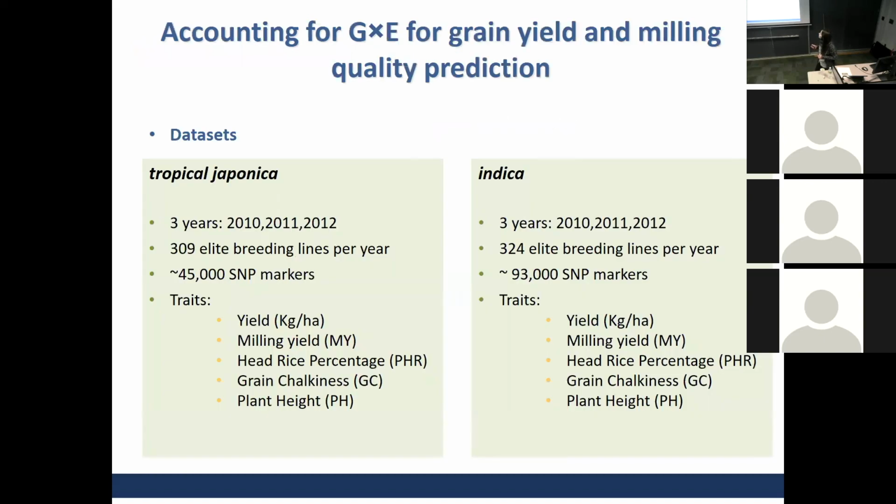The data sets we used were a tropical japonica and an indica data set that both consisted of 300 elite breeding lines. And these lines were evaluated in 3 different years. And the traits we used were yield, measured in kilograms per hectare, then milling yield, head rice percentage, and grain chalkiness. These are the 3 main components of milling quality, and plant height. I'm going to explain now how we phenotype these traits because we're going to refer to them along the whole presentation.